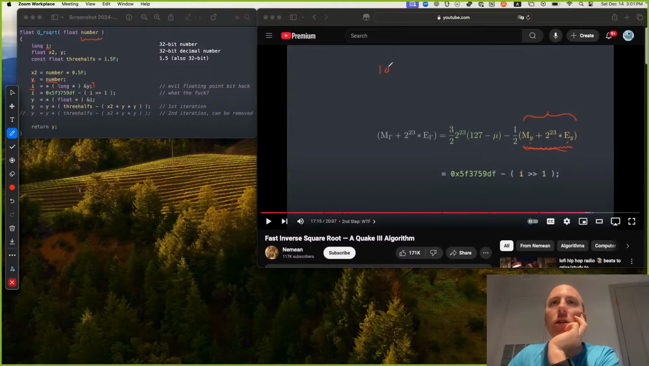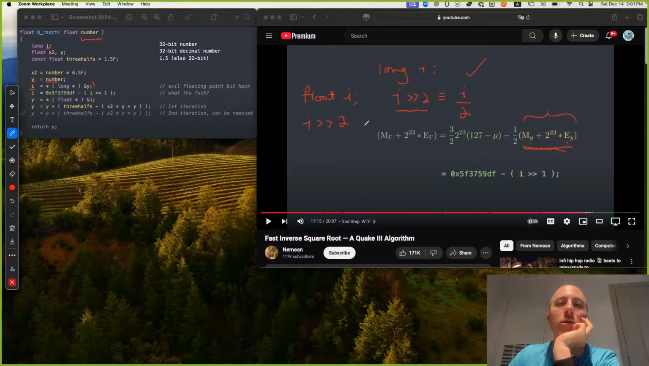Like if you had a long and you called that I, and you bit shifted this thing down, that would be equivalent to saying I divided by 2. That's cool because the way it's encoded is just the binary representation of the number. But if you have a float of I and you bit shift it over 2, that just doesn't make sense.